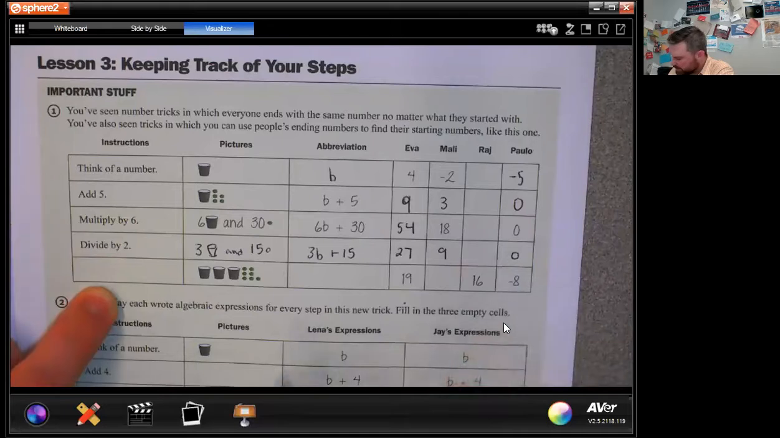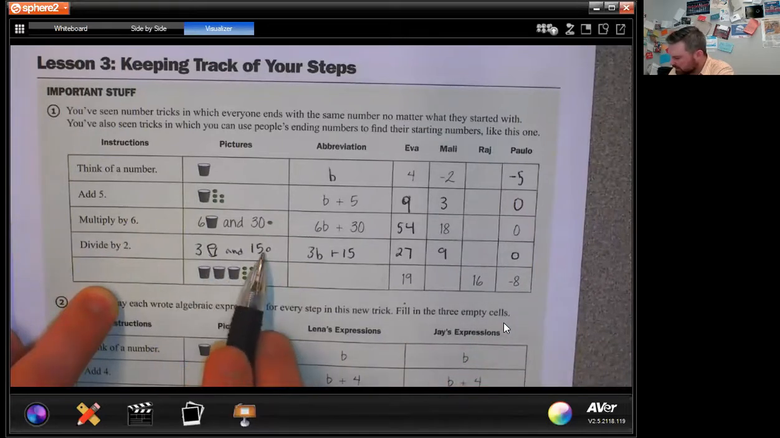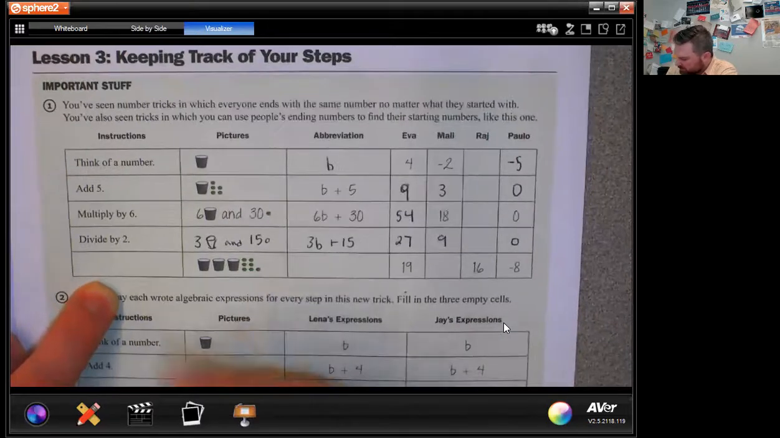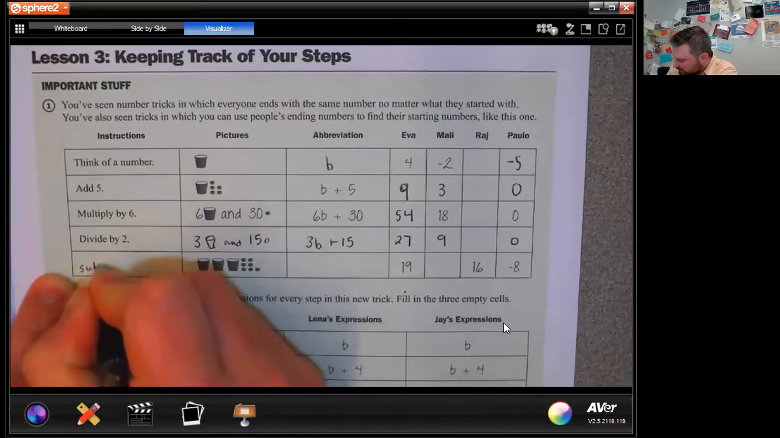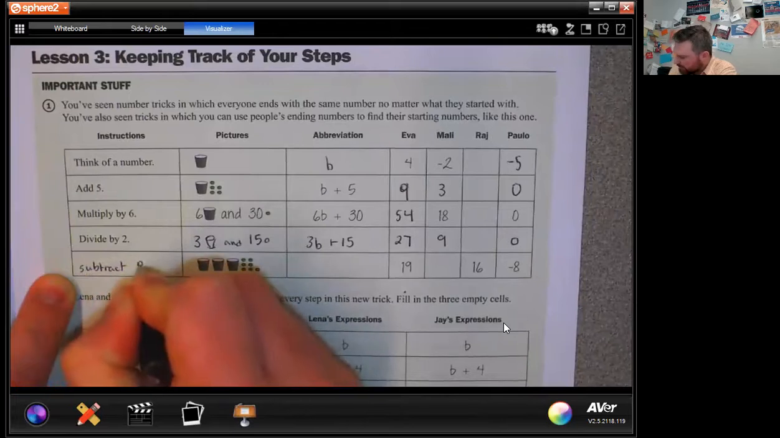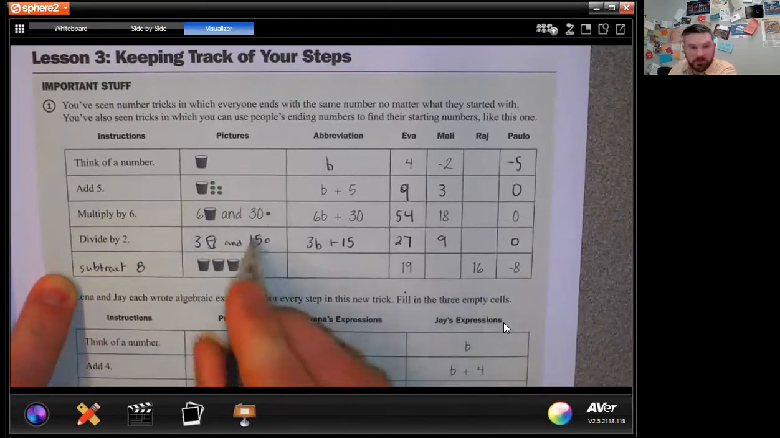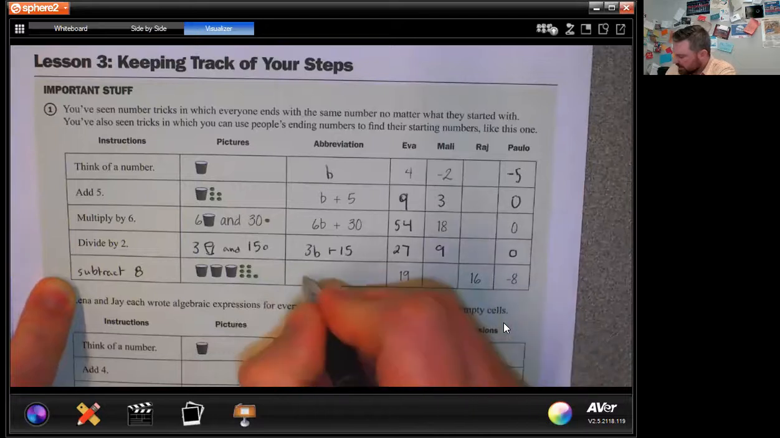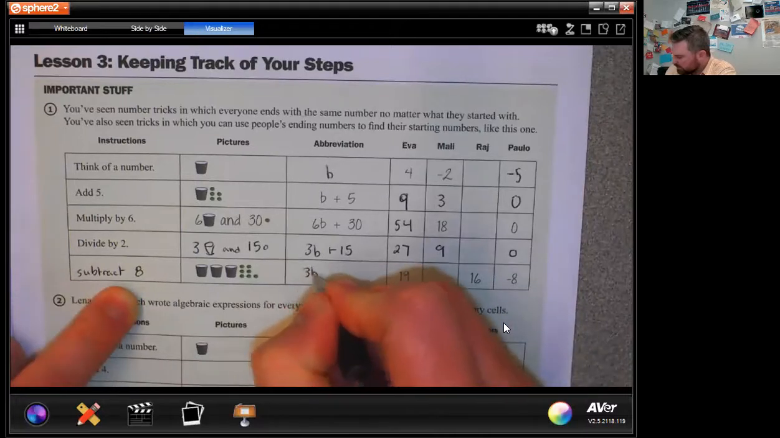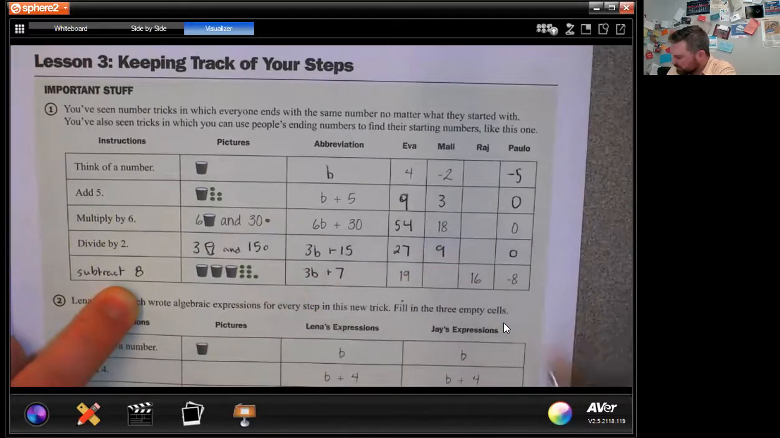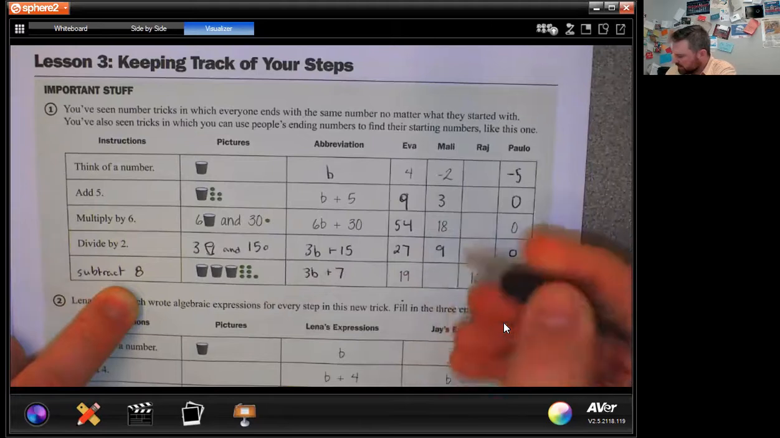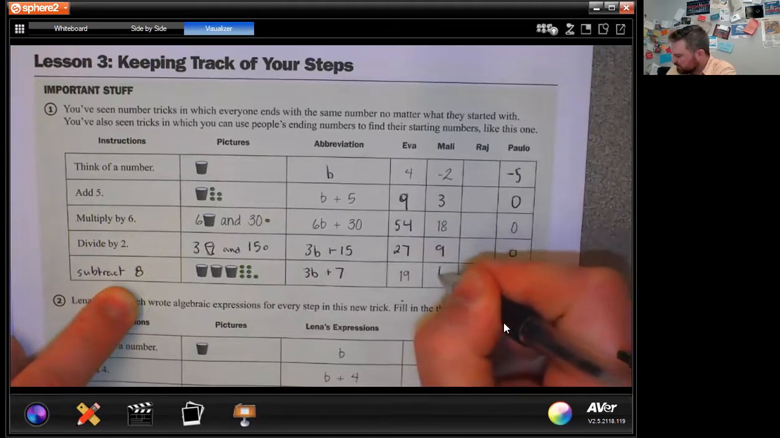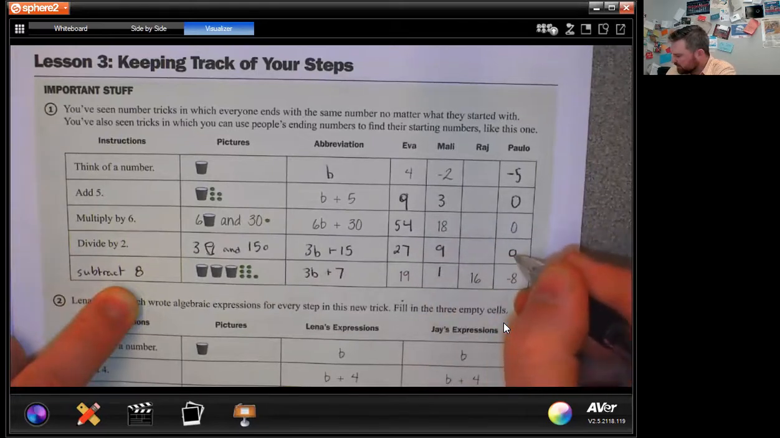Okay, what happened here? We had 3 buckets, still have 3 buckets. I went from 15 to 1, 2, 3, 4, 5, 6, 7. So it looks like we subtracted 8. You went from 15 marbles to 7 marbles. So we just subtracted 8. So that's 3b plus 7. Subtracted 8 here. If I take 9 minus 8, I get 1. And then 0 minus 8 is -8.